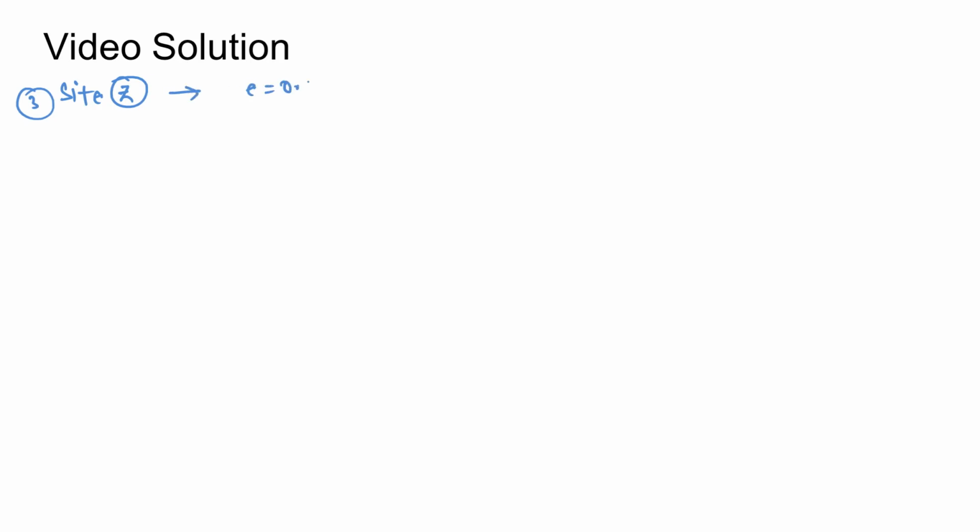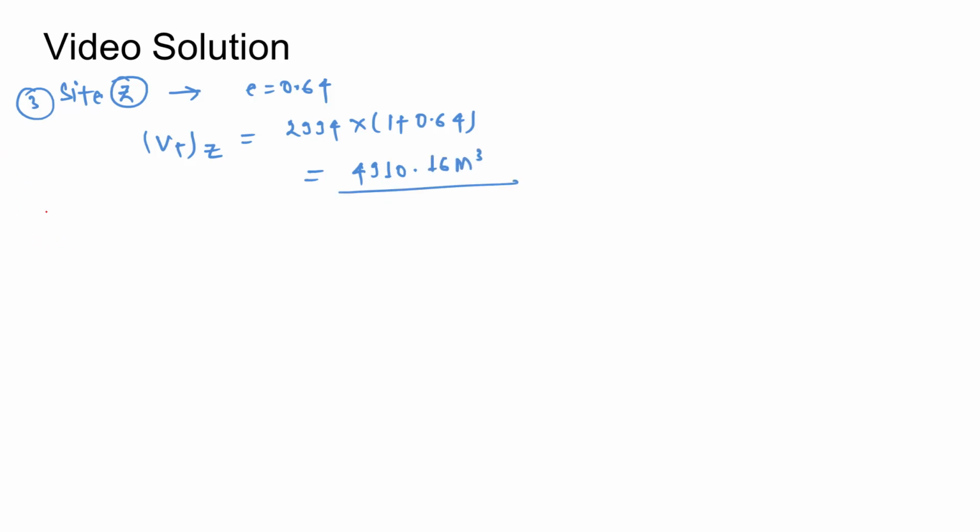Like that, we can solve it for site Z, where the void ratio e is 0.64. The total volume of soil from site Z will be 2994 into 1 plus 0.64. Solving it, we get 4910.16 meter cube. As you know, in the question we have to find the most economical site. For that, we have to do the cost calculation, meaning we have to find the total excavation and transportation cost at a particular site. Let's assume the excavation cost for any site is 1 rupee, and the transportation cost is 2 rupees.